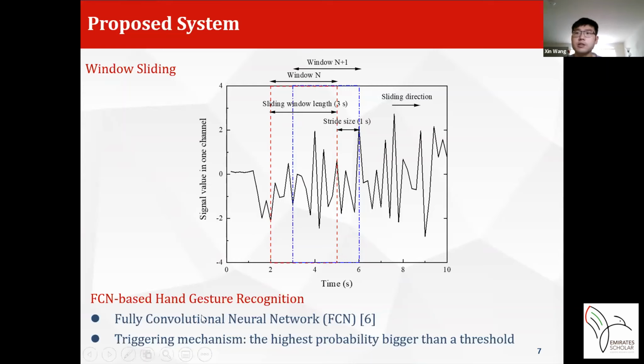In the last part, FCN is selected as the classifier since it demonstrated a higher accuracy on multivariate time series classification tasks compared to other deep learning networks. As for the triggering mechanism, if the highest probability of the classifier is more than a threshold, the identification of the hand gesture will be triggered.